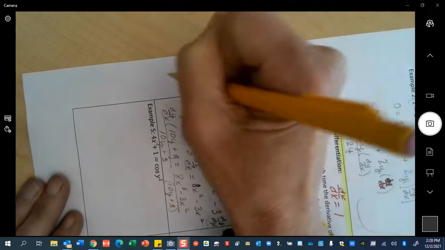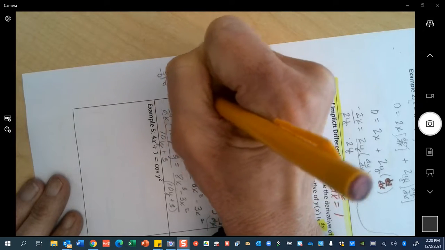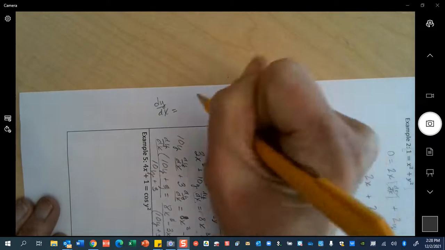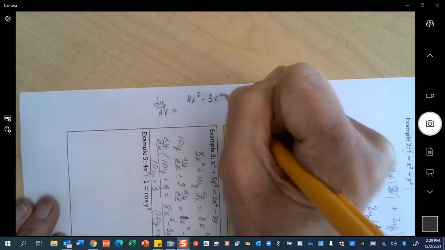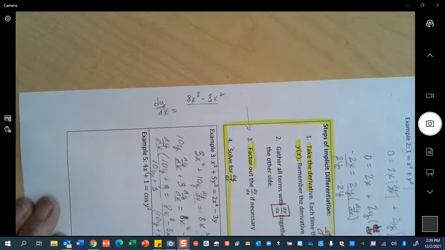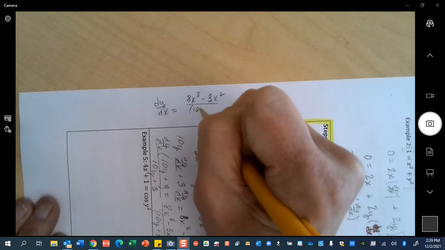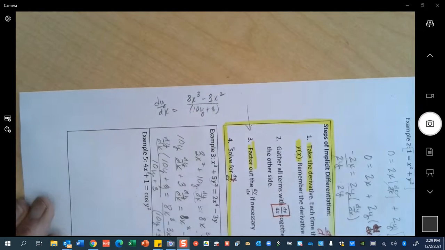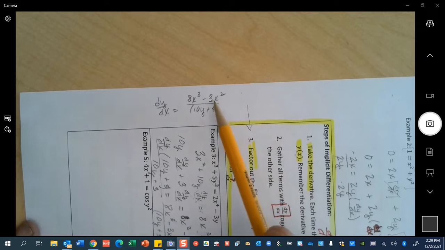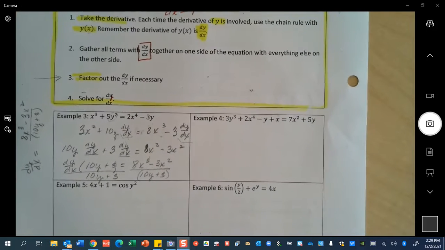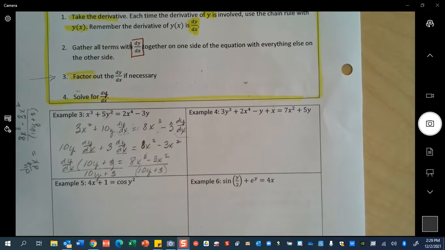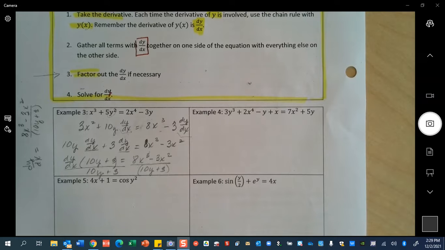So my final answer winds up being dy/dx is equal to 8x cubed minus 3x squared all over 10y plus 3. So when I have my x and y values, that's what I could plug in to figure out what the slope of the tangent line, the instantaneous rate of change of that value is. So it's more just taking the derivative and seeing how it goes.